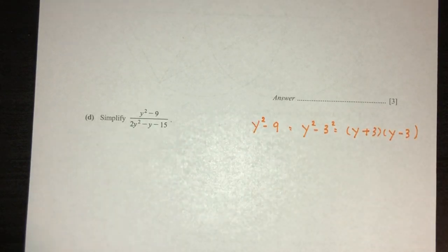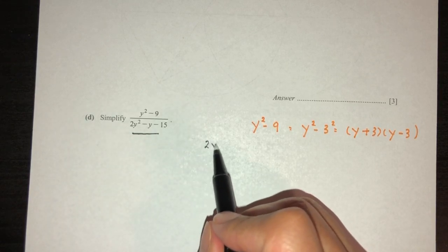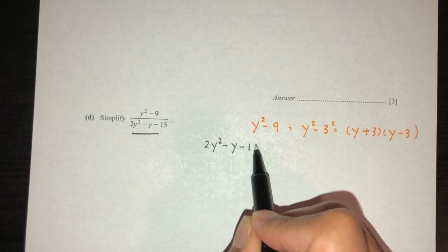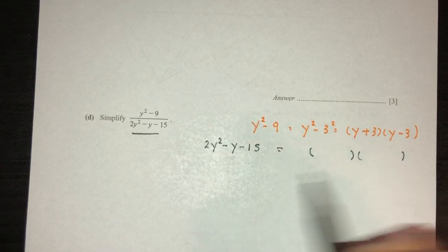That will be your top value. Now how about this one? How do you factorize this one? You have 2y squared minus y minus 15. It can be factorized by two brackets.